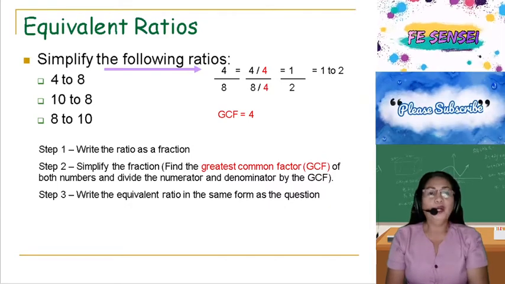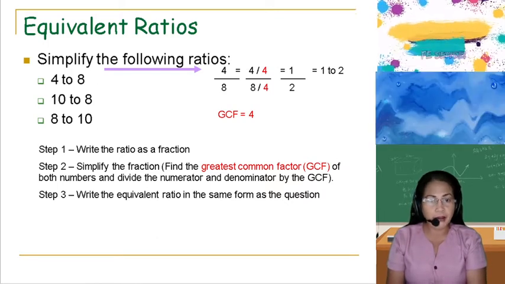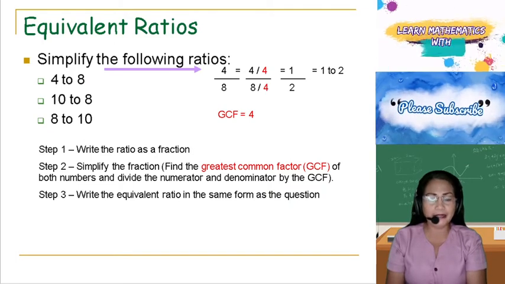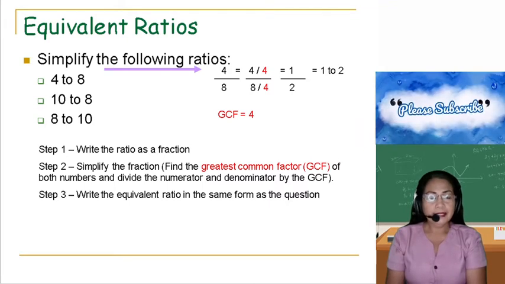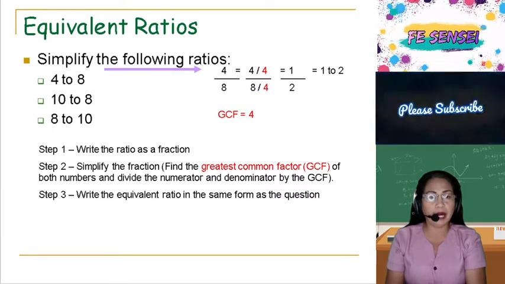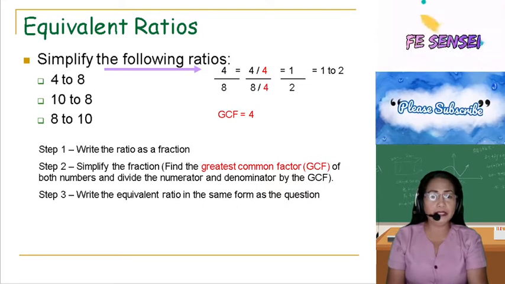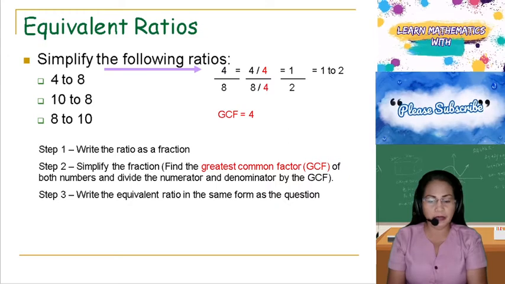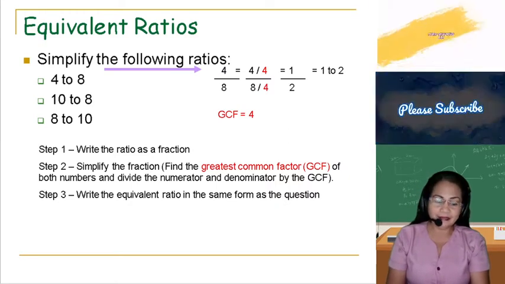First step, write the ratio in fraction. Second step, find the GCF of both numerator and denominator and divide the numerator and denominator by the GCF to get the simplest or the lowest term of the equivalent fraction of the given number. Got it?